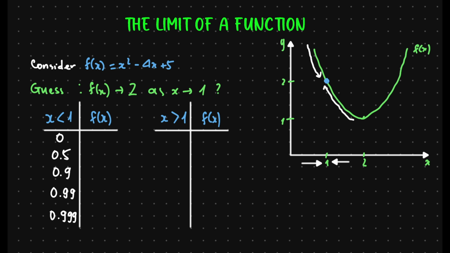For x greater than 1, you might choose in a similar way. So I will start with 2, a whole number and close to 1. And then 1.5. And the numbers could get much closer to 1. So 1.1 and then 1.01. And finally 1.001. So this is basically how the table looks.